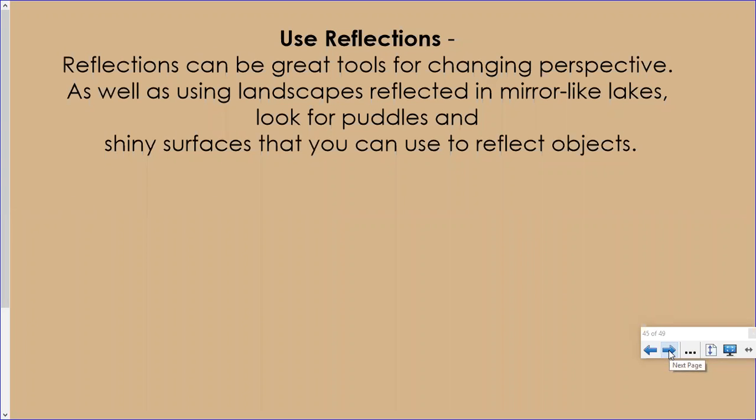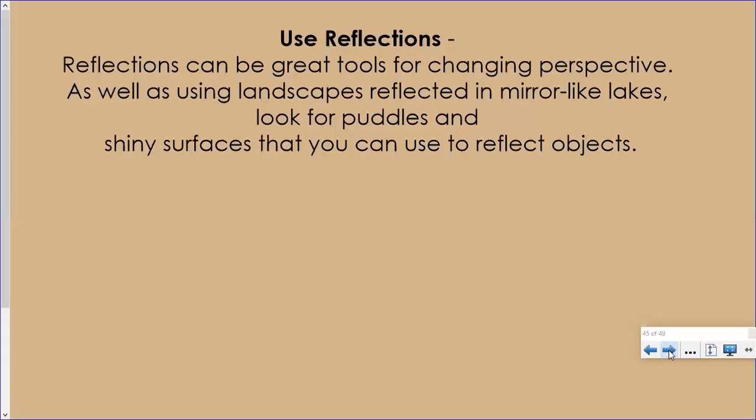Another thing that gives you great pictures is when you can use reflections. You have to look for these. So a reflection is a great tool for changing the perspective of a picture. So you can use a landscape that's been reflected in a lake, especially a lake that's really smooth and not windy, and it gives you like a mirror-like image. But you can find reflections also in small water, like in puddles in your yard, and on shiny surfaces, like glass or mirrors or shiny cars. You can look for reflections in those.